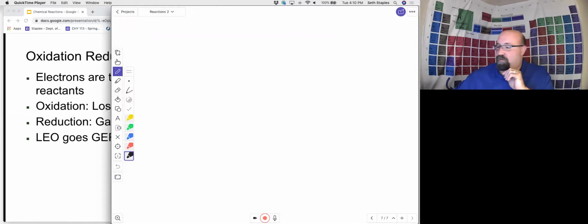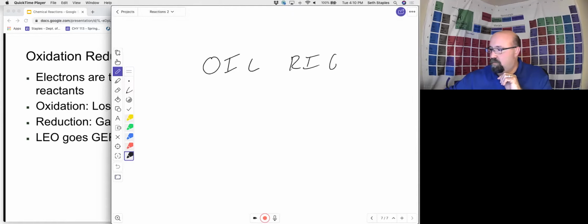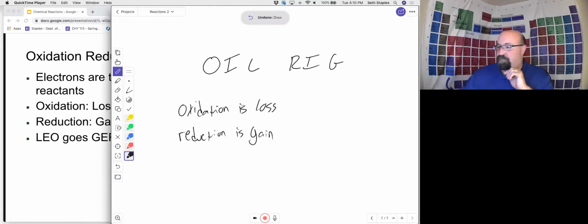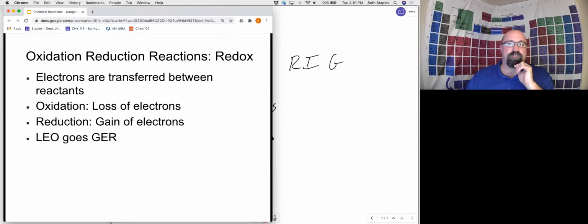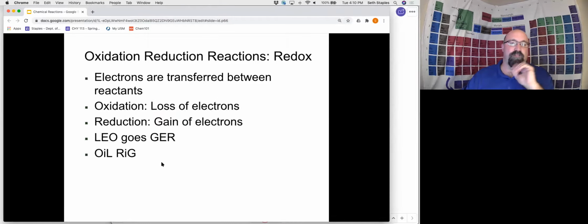Another one, if it works better for you, is oil rig. Oxidation is loss. Wow, I cannot write today. Sorry. That's better, sort of. Reduction is gain. Again, just some little acronyms, some little ways to help us remember some of these terms. Oh, I guess I did have it right there. Oil rig.